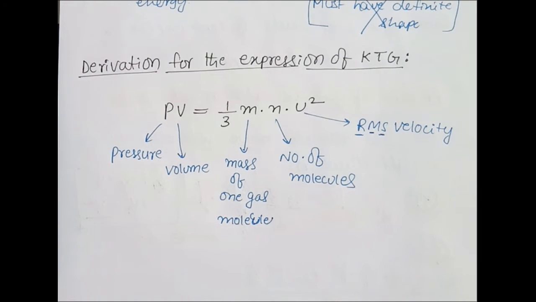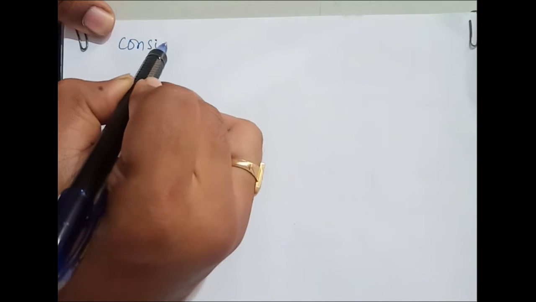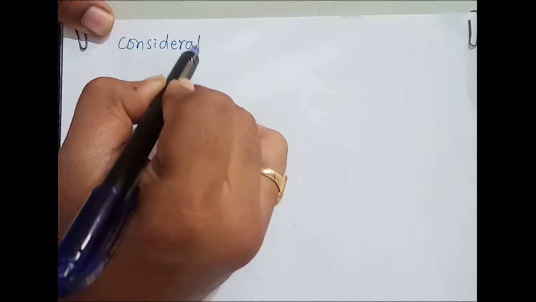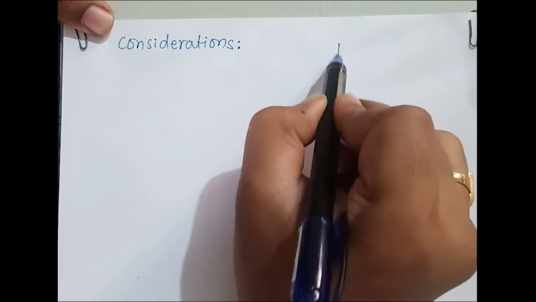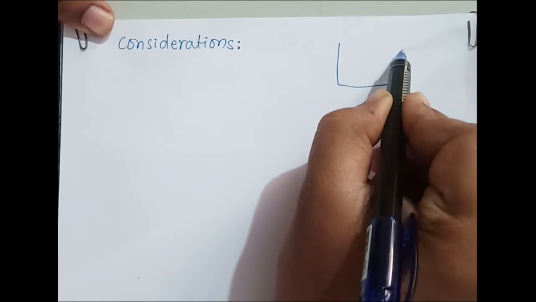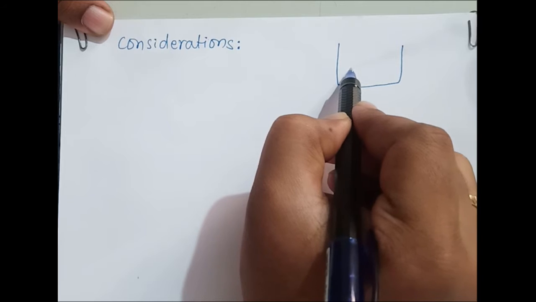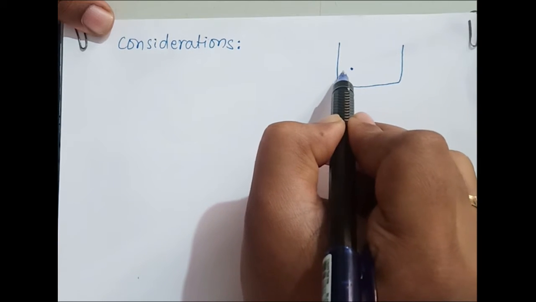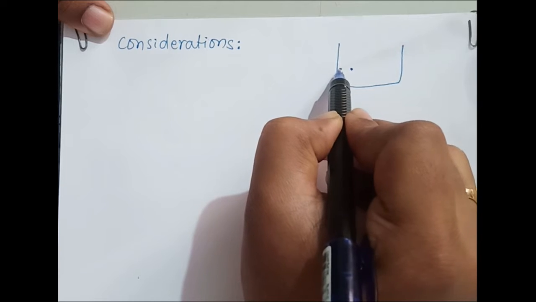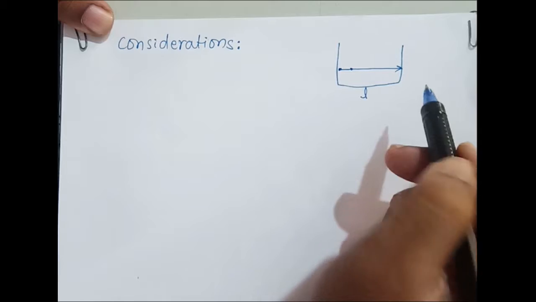We will go for the derivation. Now let us see the derivation. In the derivation there are some considerations, some terms we are going to use here. So what are those considerations? This is a container. I am talking about only one molecule first, molecule number 1. Let us say the molecule is at this starting point. The length of this container is L.